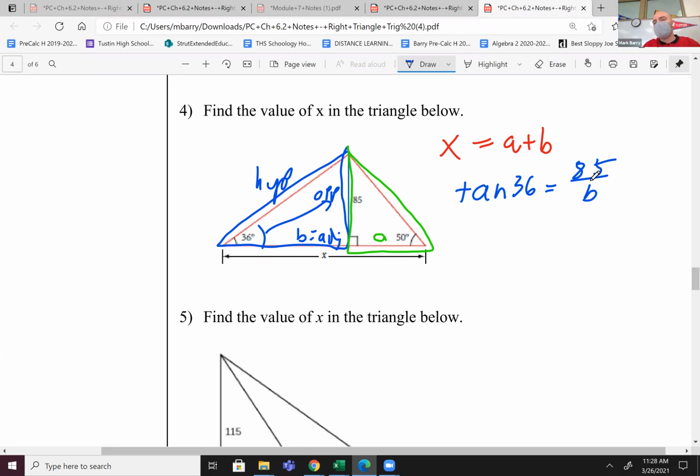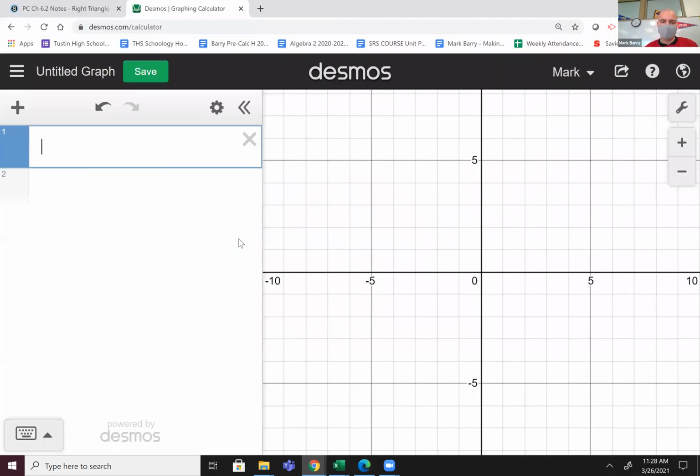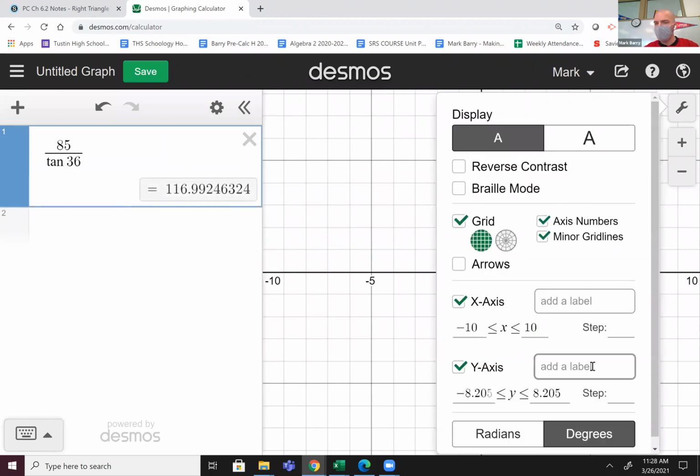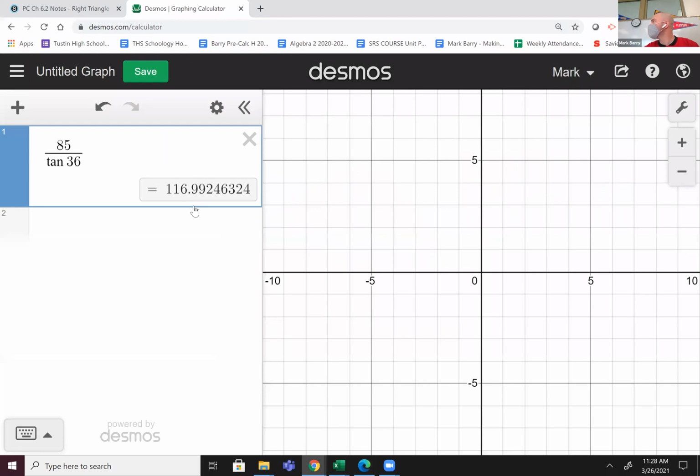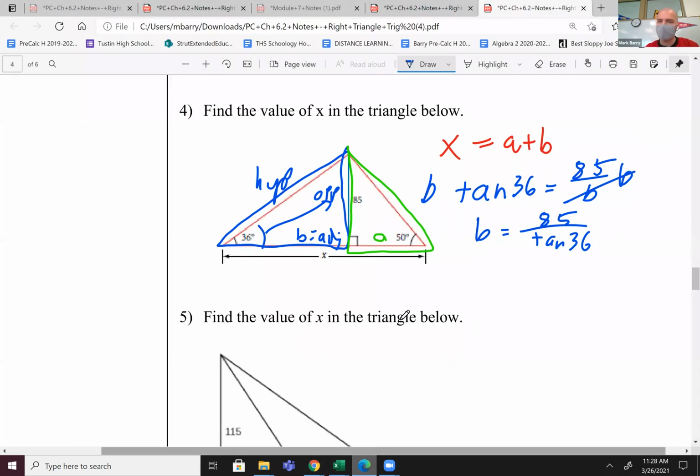Like we saw yesterday, when we have the variable in the denominator, we multiply that over to the other side, and then we divide the tangent over back to the right side. So it's going to be 85 divided by tan 36. From there, we have to type it in the calculator: 85 divided by tan 36. I want to make sure I'm in degree mode, so I'll check that. I see I am in degree mode because we're dealing with degrees on this problem, and it is 117. Well, close enough to 117 that we'll call it 117, okay?